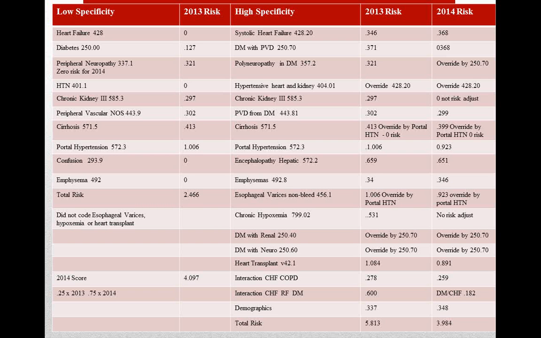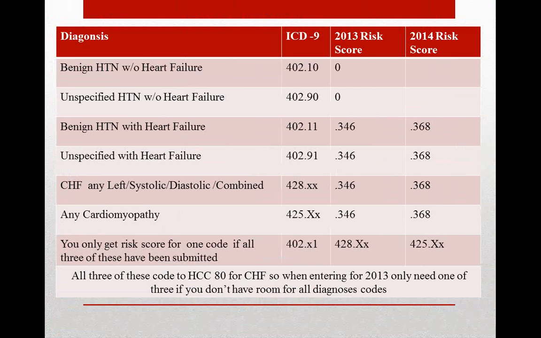Then you get your interaction codes, CHF and COPD, and CHF and renal failure and diabetes. You're going to get that interaction, but you're going to see in 2014 it's just going to change to diabetes and CHF, and you're only going to get a 0.182 as opposed to 0.6. And then you get your demographics, and you get your total risk scores there.